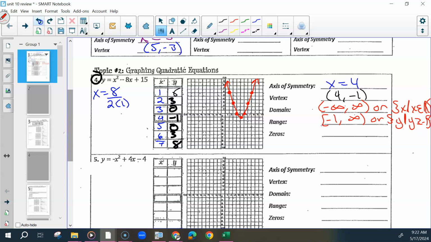Zeros or x-intercepts or solutions are where it crosses the x-axis. Where would that be? You can find that from the graph or from the table. 3 and 5. So you would write that as x equals curly brackets, least to greatest, 3, then 5.